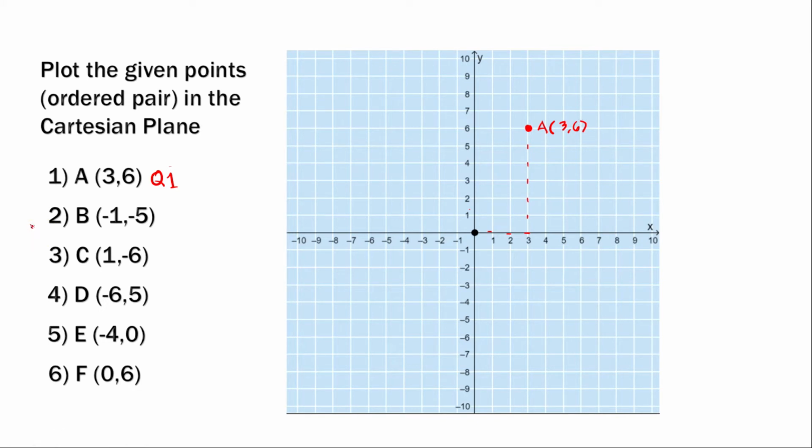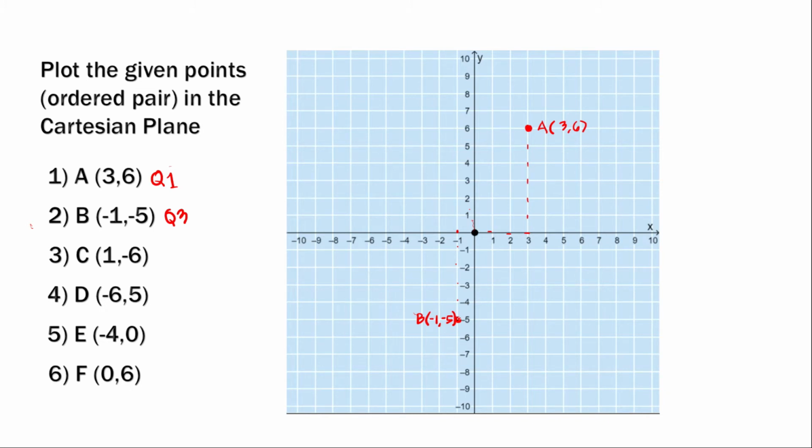Number 2, point B, negative 1, negative 5. Both numbers are negative, so that is located at quadrant 3. So, starting from 0, 0, negative 1 for the x coordinate, so that is 1 step to the left, and negative 5 sa y coordinate, so that is 5 steps going down. 1, 2, 3, 4, 5. So this is point B at negative 1, negative 5.